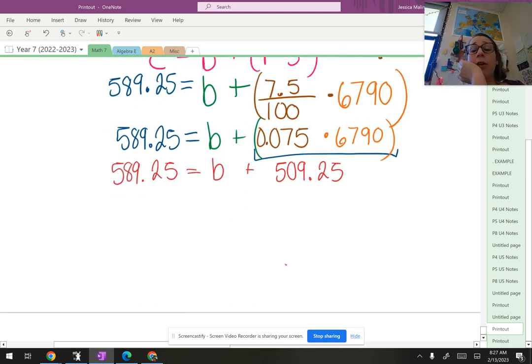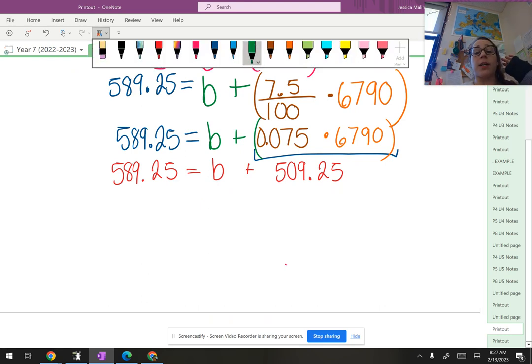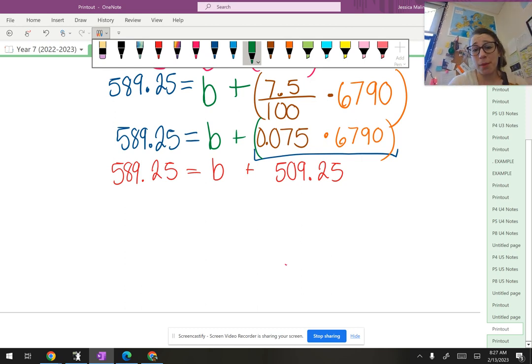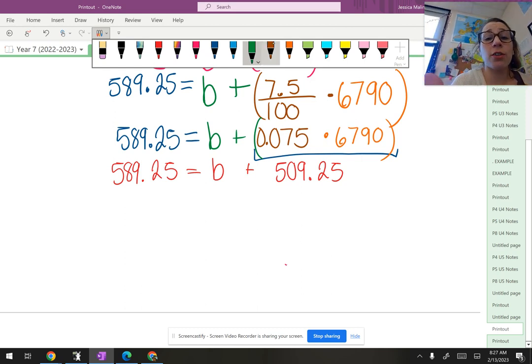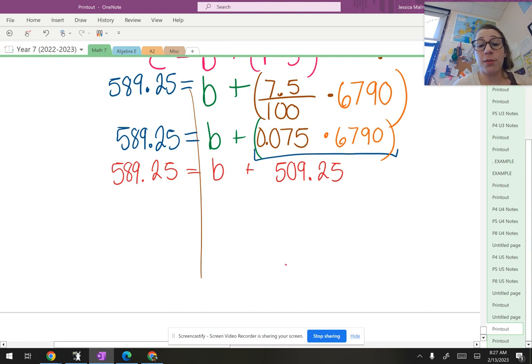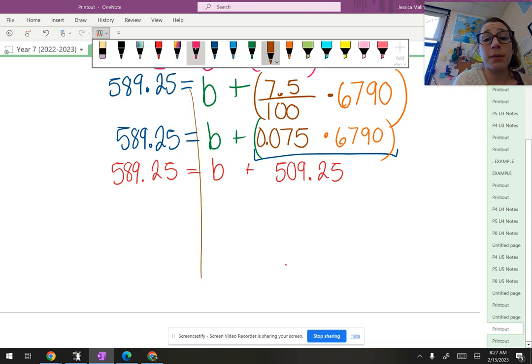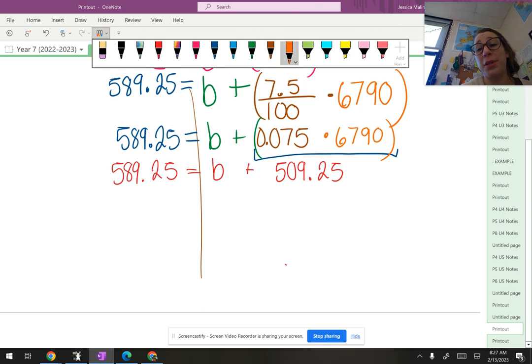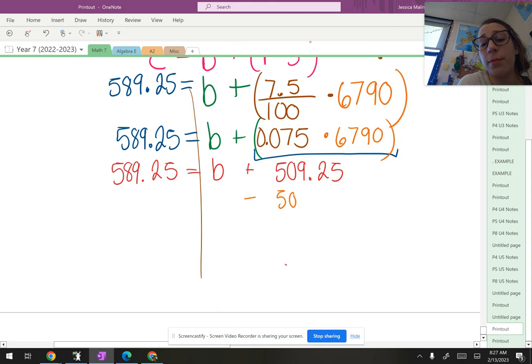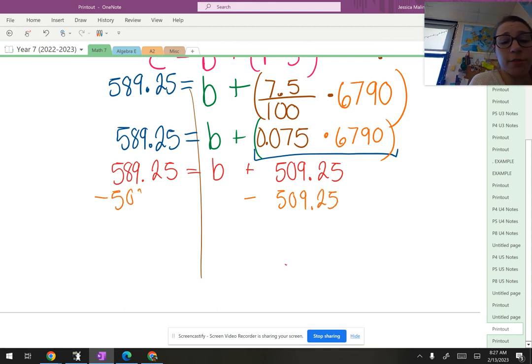And right here, we've got a one-step little baby equation that we need to solve in order to find the B. A very, very common mistake here is to do the wrong inverse operation. Looking at what's preventing B from being by itself, that would definitely be the 509.25. That's being added to the B, so I'm going to do the inverse of adding, and I'm going to subtract the 509.25 from each side.